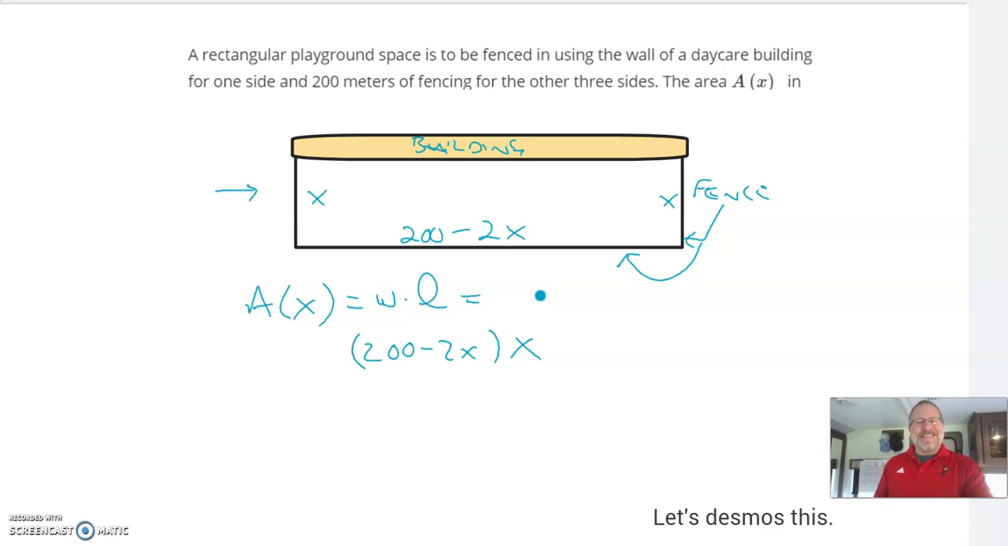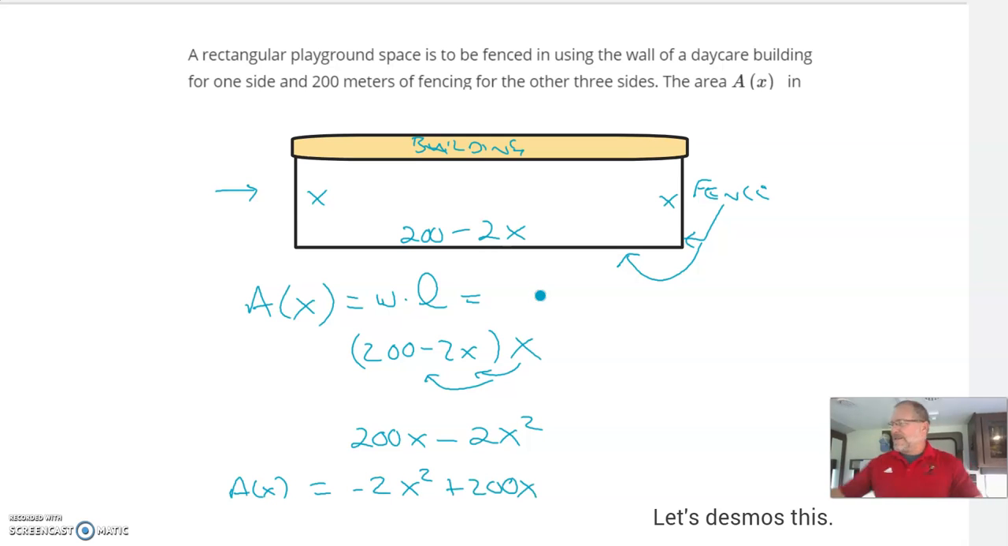Let's put this in standard form. Let's distribute. Let's write it as 200x minus, that's a negative times negative, 2x times x is x squared. I could rewrite it like this, or I could put it in a more standard form. Standard form likes to have the largest exponent first. So I'm going to rewrite this area of x as a negative 2x squared plus 200x. Cool. Let's see what the biggest building will be.